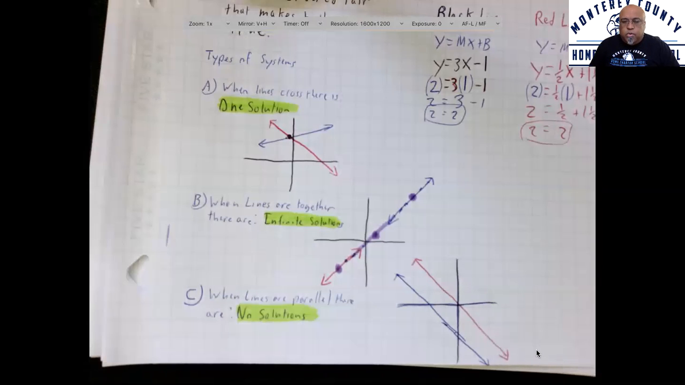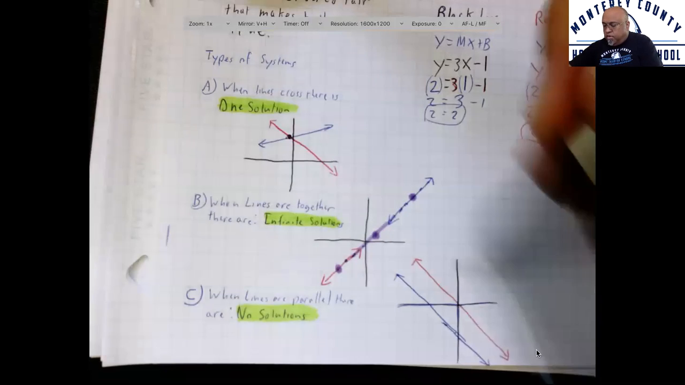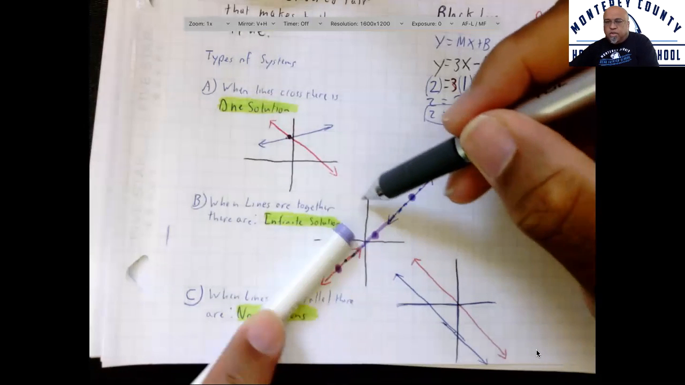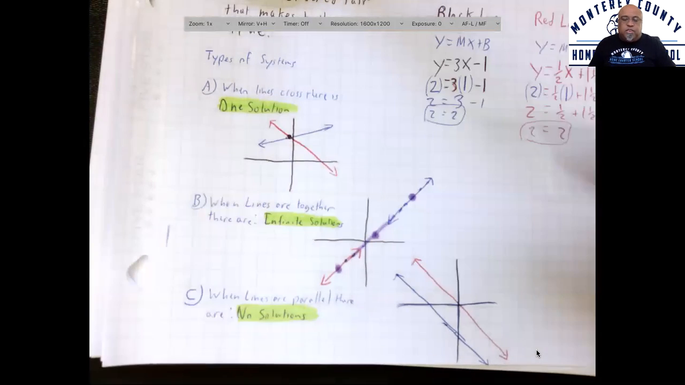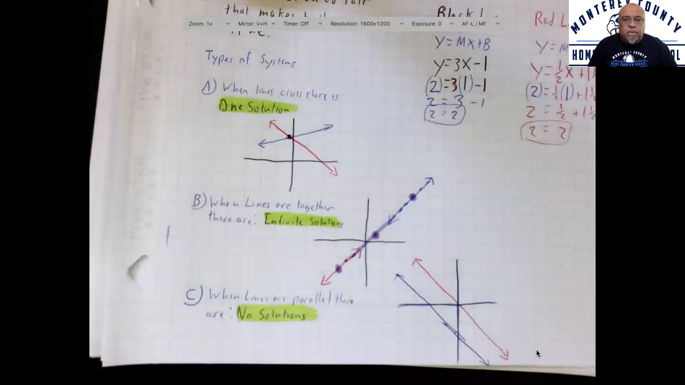They will never cross. Okay. And remember, I said the idea is like a train track. If the tracks on a train track cross, then the train's going to be in big trouble. Okay. So when the lines are parallel, there are no solutions, meaning that there's no one point on the blue line that is also going to be a point on the red line. Because if you continue to follow them out, they will never cross. They're just going to continue on forever, so they will never have a similar point.